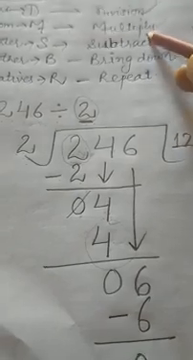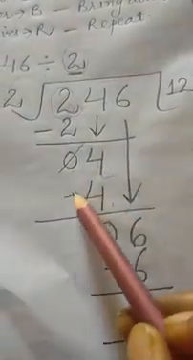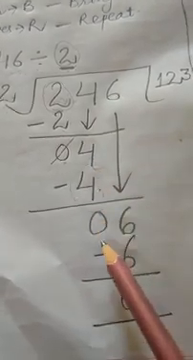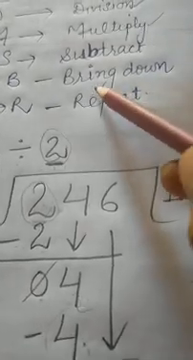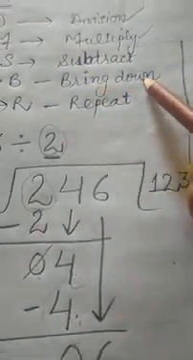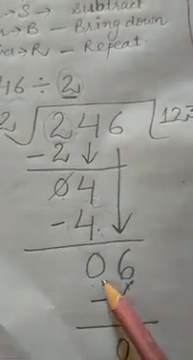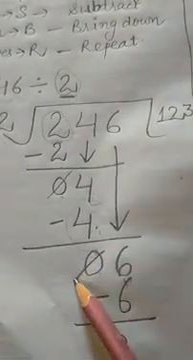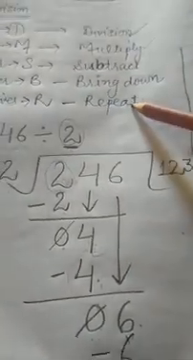After multiplication, next step is subtraction. Now 4 minus 4, we got 0. We have done this subtraction. After subtraction, what is the next step? That is bring down. Now 6 is there. We will bring this digit down. Now 06 is there, but 0 doesn't matter for us, so only 6 is there. Now next step is to repeat. Now again we will do all these things.